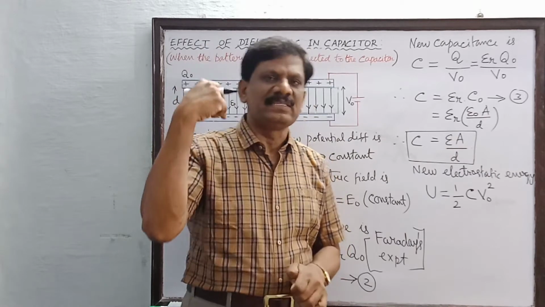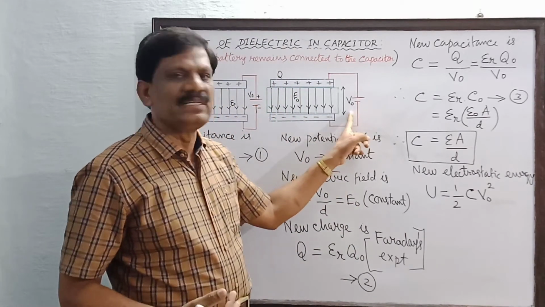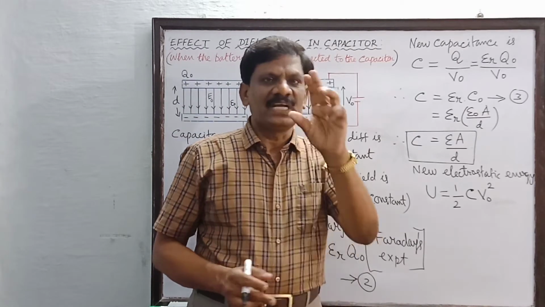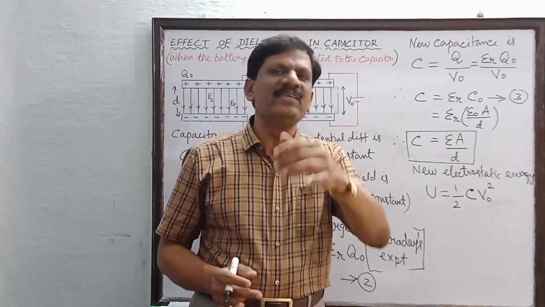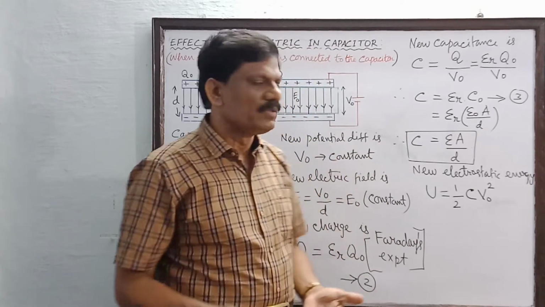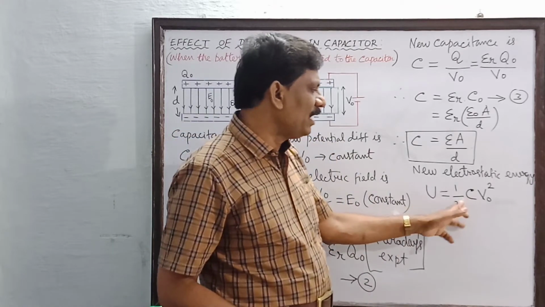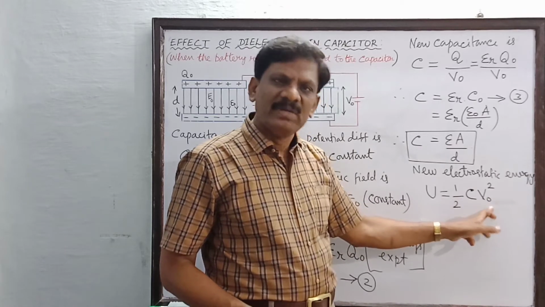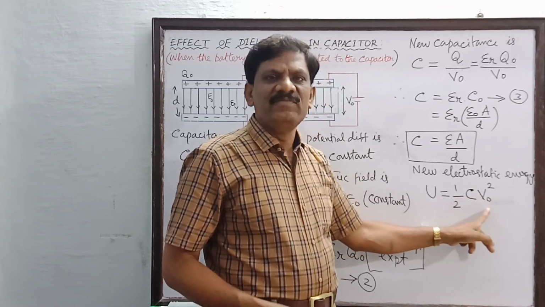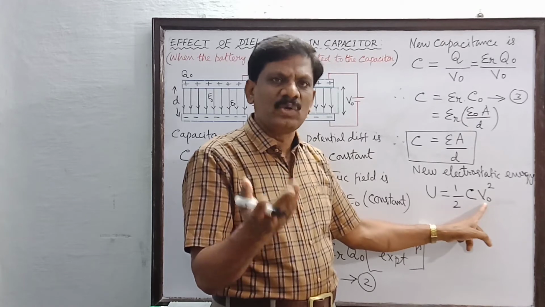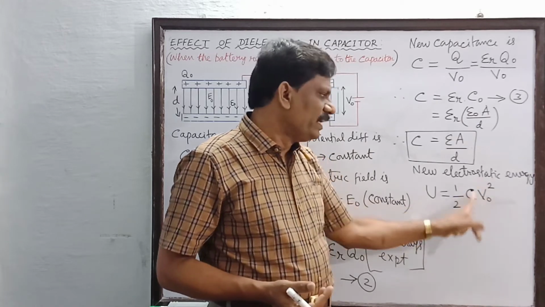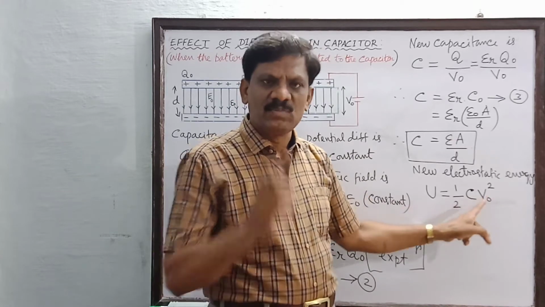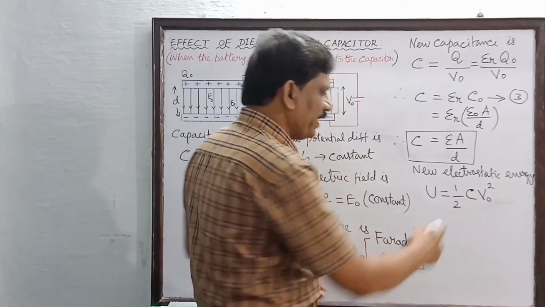In the previous case, when the battery was removed, we used half Q square by C because the charge was remaining constant, only C was a variable. Like that, now I am using half CV square, or half into C into V naught square, because the potential difference V is a constant. So V naught is a constant, only C is a variable. Out of these two factors, one should be variable. That is why I am using this term.